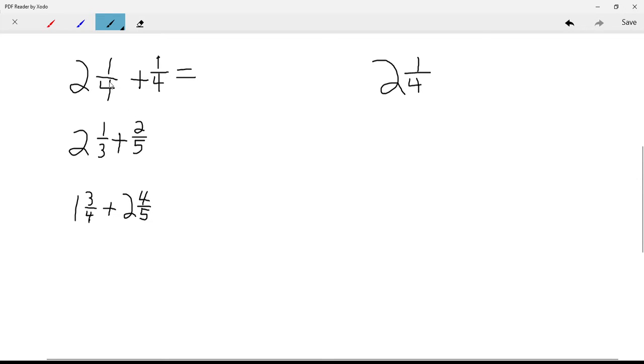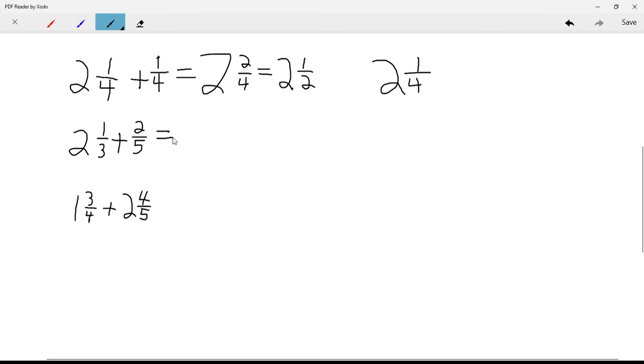So we have 2 1/4 plus 1/4. This means it is 2 wholes and 1/4 plus 1/4. So in this case, we can just add these fractions up. 1/4 plus 1/4 equals 2/4. So it would be 2 2/4. But we should reduce this 2/4, and I can divide both top and bottom by 2, and that would give me 2 1/2.